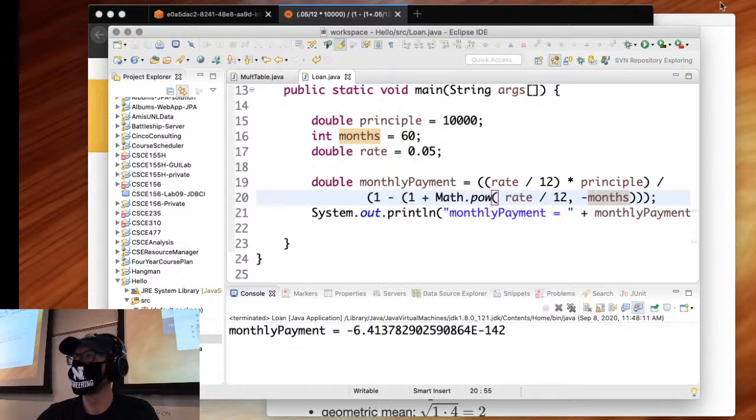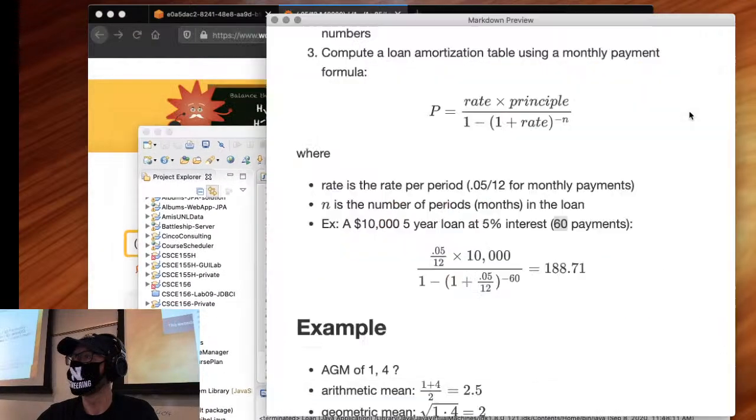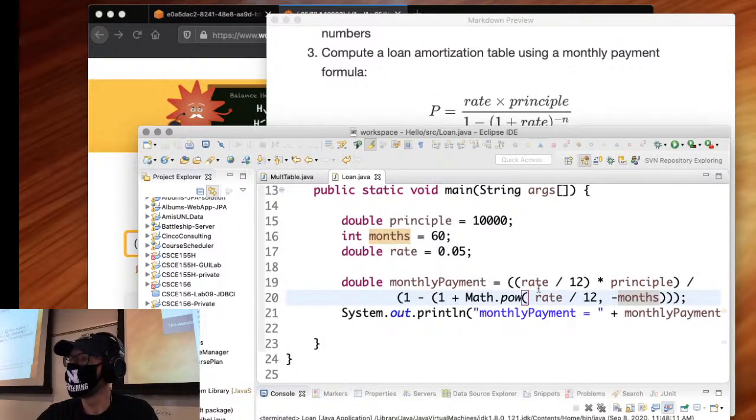You're missing some parentheses between like rate divided by 12 and the denominator. Rate divided by 12 times principal. 1 minus 1 plus Math.pow. Oh, there. 1 plus should be over here, right? Because there's a parenthesis right there. So, there. 1 plus the rate divided by 12 raised to the negative. There we go. And then balance them. Does that look better? Feels better?